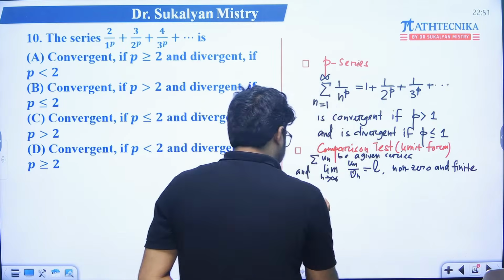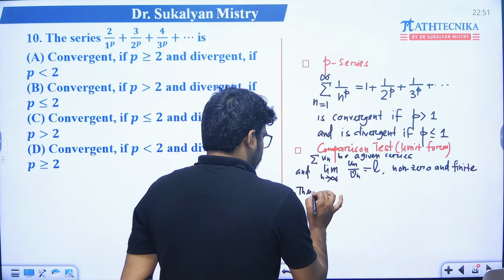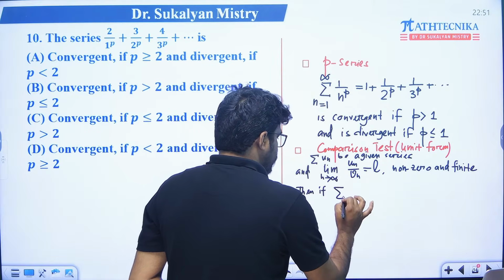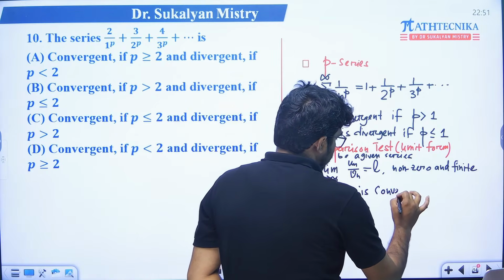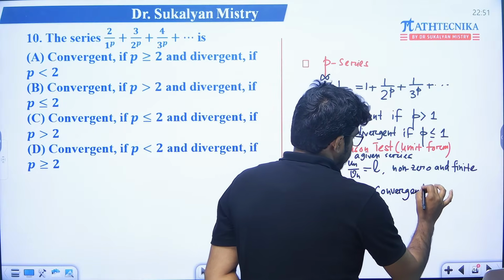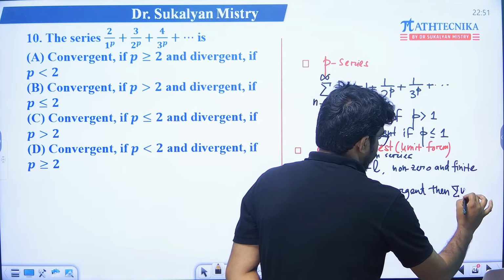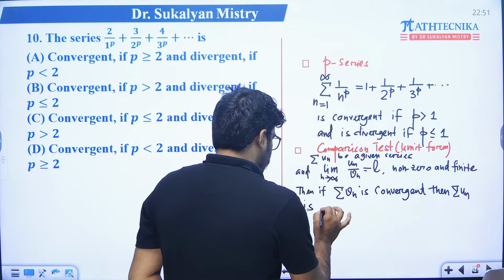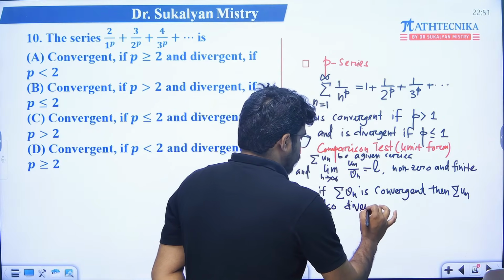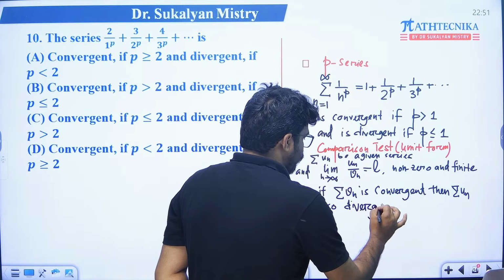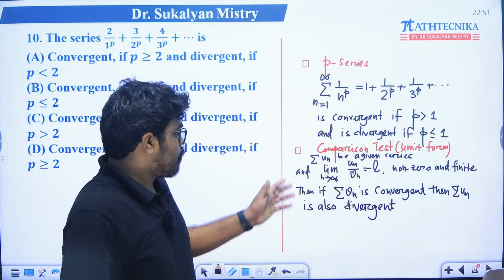Then if summation vn is convergent, then summation un is also convergent. Convergent or divergent, কার উপর ডিপেন্ড করে? vn এর উপর। এই vn সিরিজটাকে বলছে কম্প্যারিজন সিরিজ। So let summation un be the given series.